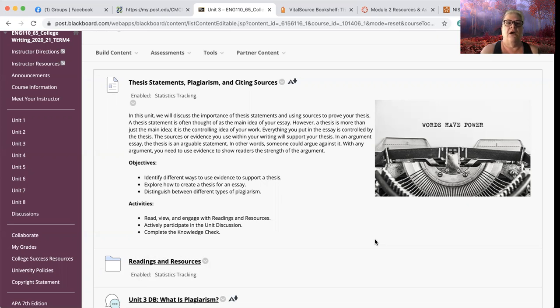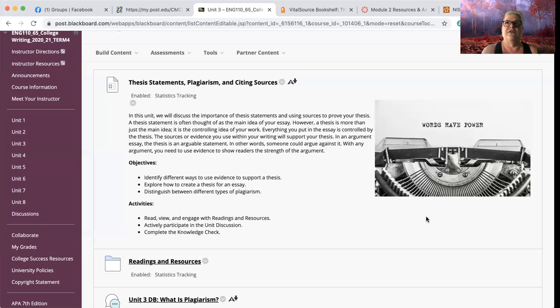We're going to talk about in this unit, identify different ways to use evidence to support a thesis. One of the things that you may have run into in the previous unit is sometimes you are looking at an article that is on the same topic that you want to write about, but it's in opposition to what you think, or it's on the opposite side of an argument. And that can still be used to support your thesis. In fact, finding articles and credible sources on both sides of an issue, if you're writing an argument paper, is key.